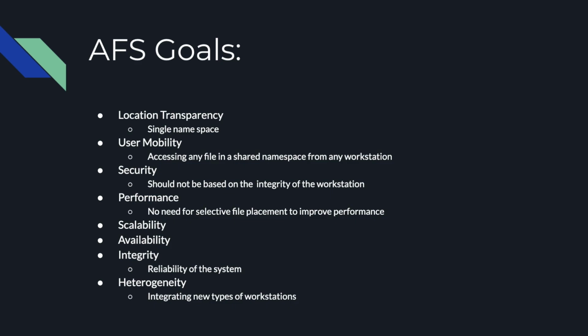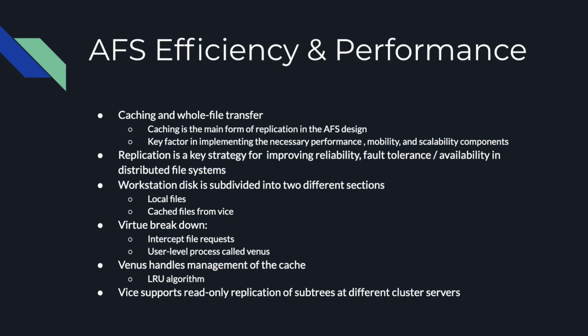User mobility: users should be able to access files in any shared namespace from any workstation on campus, and the performance should not discourage users from using the system. Scalability: the growth of the system should not affect other workstations. So, AFS efficiency and performance essentially breaks down into caching and whole file transfer.